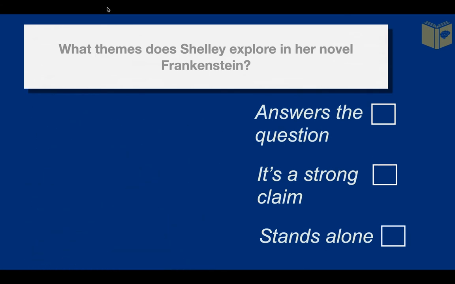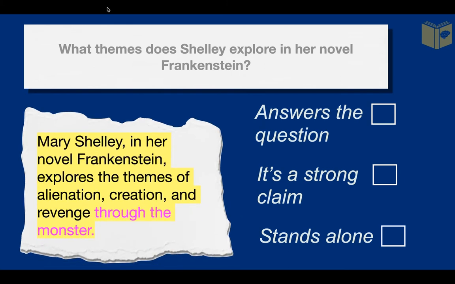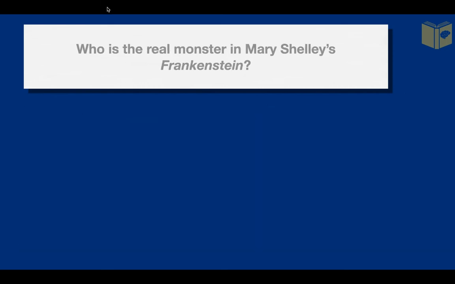If I needed to fix it, I might write, Mary Shelley in her novel Frankenstein explores the themes of alienation, creation, and revenge through the monster. It stands alone. It's got Mary Shelley and Frankenstein. It's a strong claim. It explains how. I know that because of the word through. And it answers the question. It talks about the themes she explores.